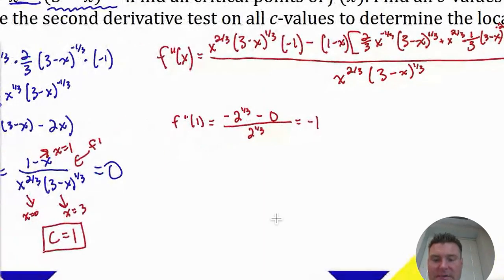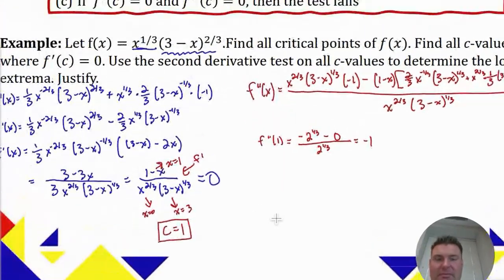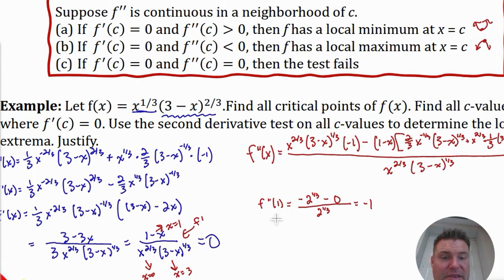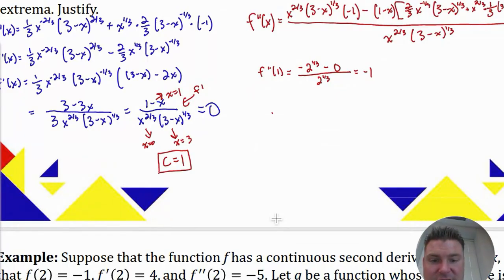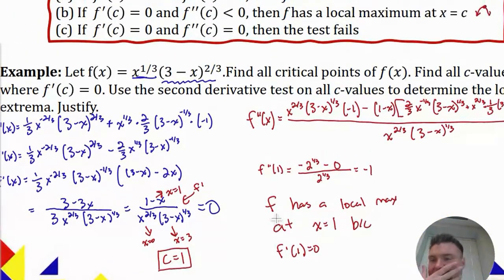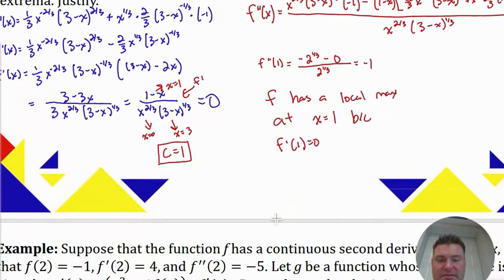So since that's -1, do we have a local min or max? You can look right up here for our second derivative test. Since our second derivative is negative, that's going to be part B right there. We have a local max. So f has a local max at x equals 1, because f prime of 1 is equal to 0. This is required, so you have to state the hypotheses and the conclusion of the second derivative test. So because f prime of 1 is equal to 0, and f double prime of 1, I already said it's -1, but I can just say that it's negative.